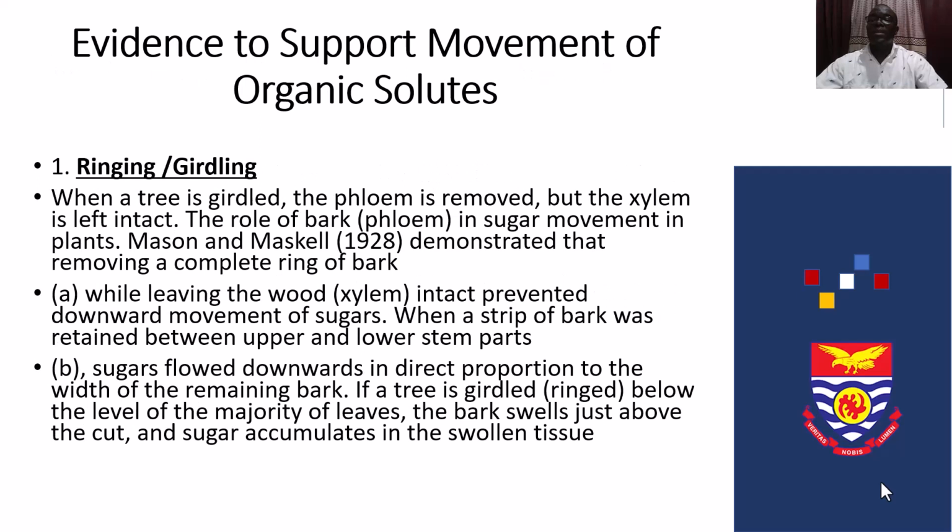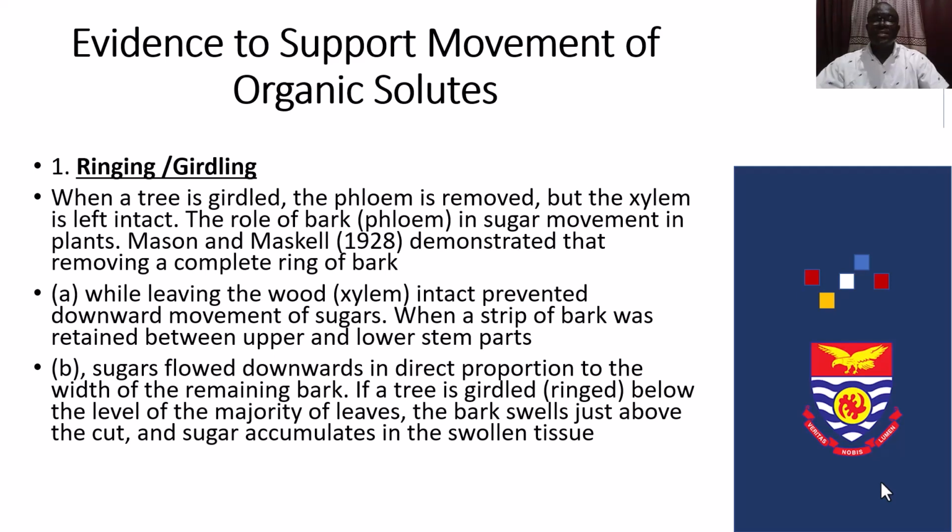Ringing or girdling is evidence to support movement of organic solids. When a tree is girdled, the phloem is removed, but the xylem is left intact. The role of the bark is in sugar movement in plants. Mason and Maskell in 1928 demonstrated that removing a complete ring of bark while leaving the wood xylem intact prevented downward movement of sugars. When a strip of bark was retained between upper and lower stem parts, sugars flowed downwards in direct proportion to the width of the remaining bark.